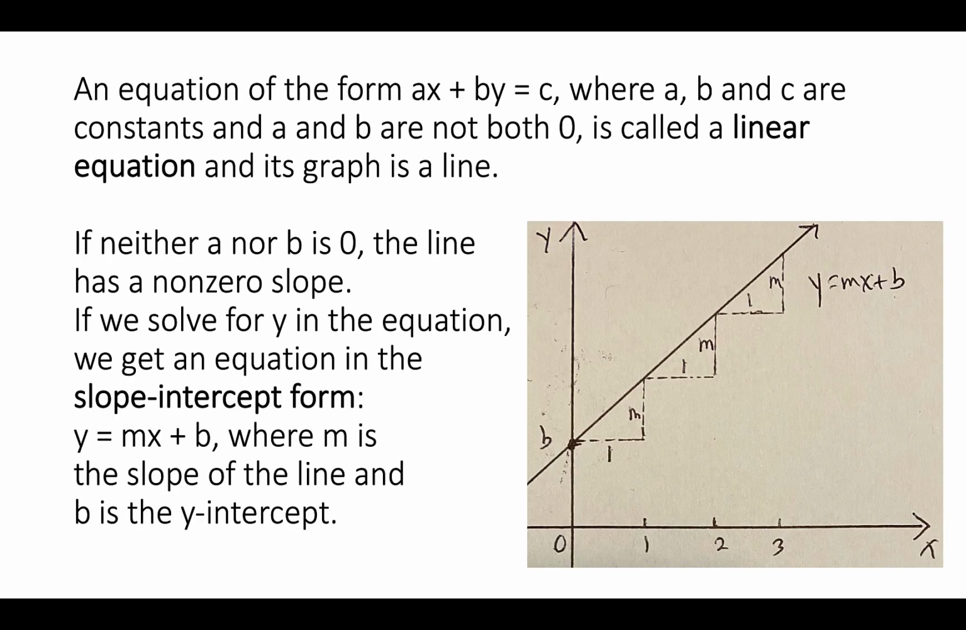If neither a nor b is 0, the line has a non-zero slope. If we solve for y in the equation, we get an equation in what's called the slope-intercept form, y equals mx plus b, where m is the slope of the line and b is the y-intercept.